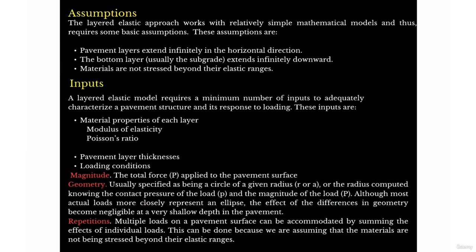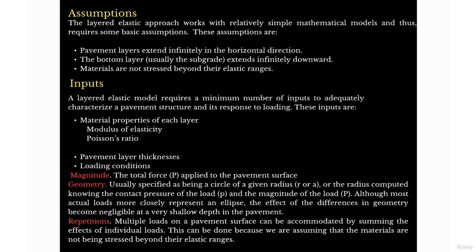Okay, so the assumptions we have: the layered elastic approach works within a relatively simple mathematical model and thus requires some basic assumptions. These assumptions are the pavement layer extends infinitely in the horizontal direction. The bottom layer, usually the subgrade, extends infinitely downwards, which in this case we would say is down to the Earth's core. Materials are not stressed beyond their elastic range, which we would also assume because we're saying it's a flexible pavement.